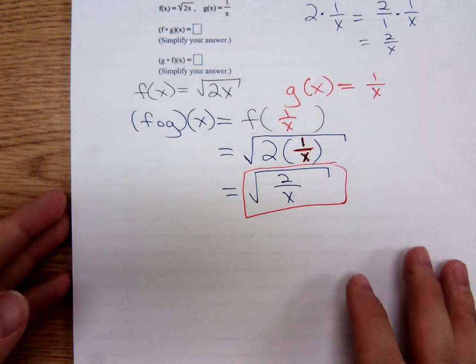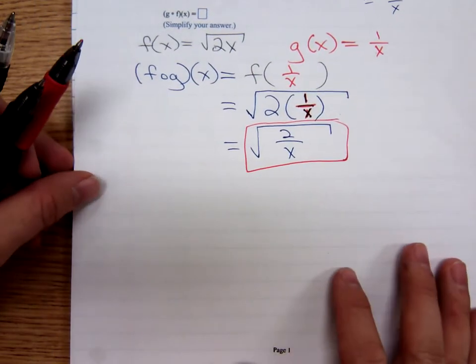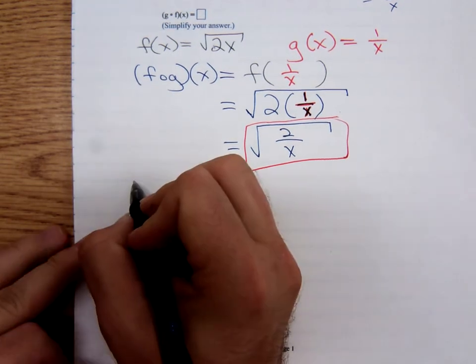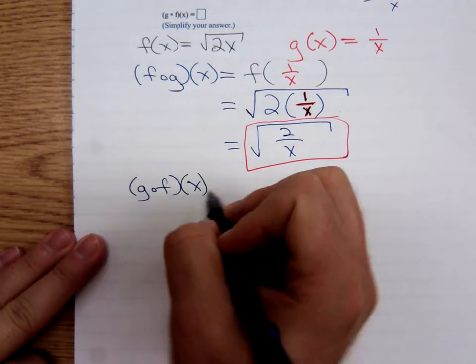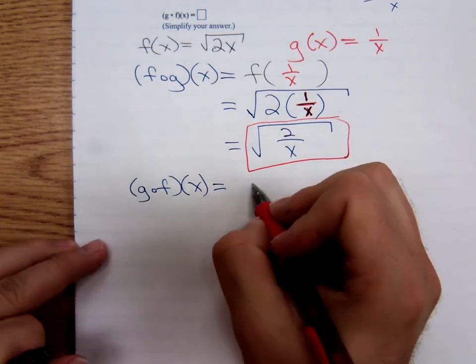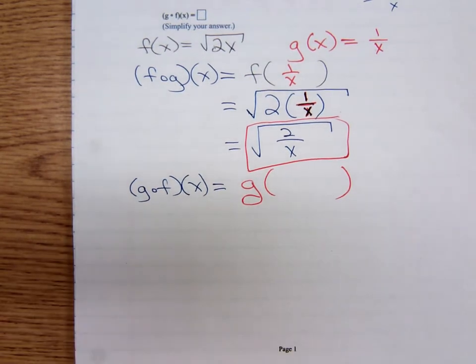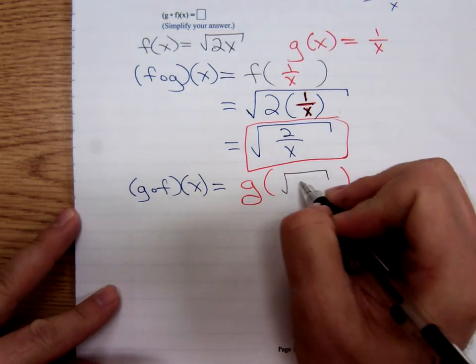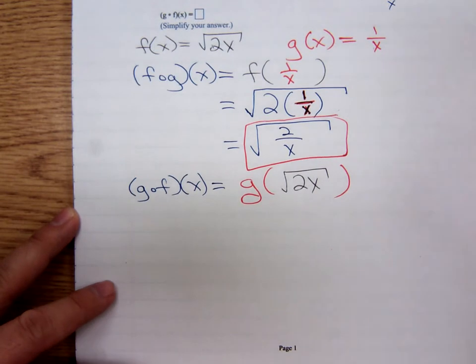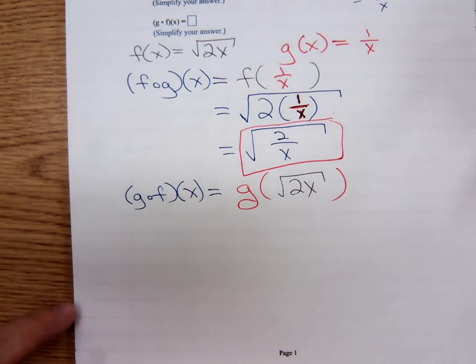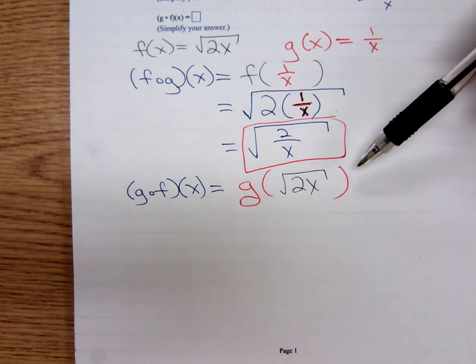Now we'll go in the opposite direction. We're still using the same 2 functions for f and g. G composed with f of x. Which function's on the outside? G is on the outside. What's on the inside? The square root of 2x. G was on the outside. F of x is on the inside.